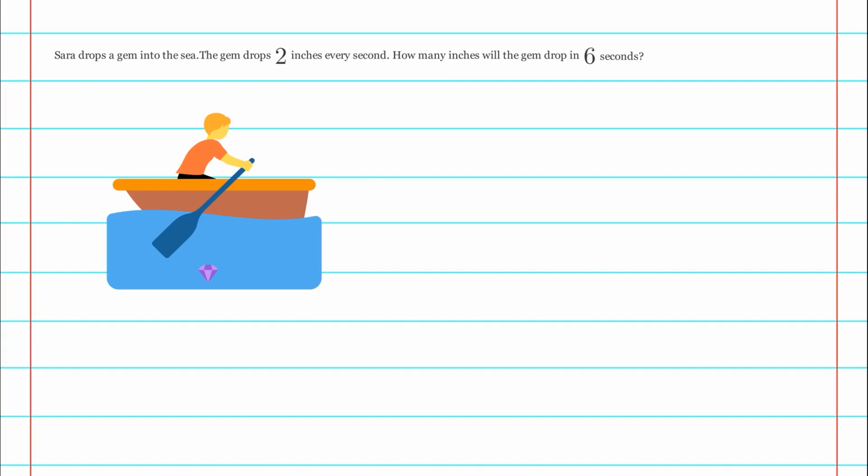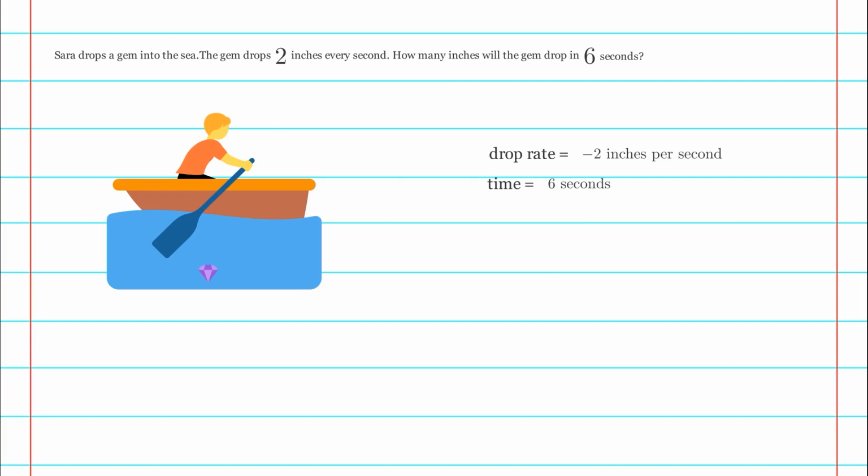So as per the problem, the gem drops 2 inches every second. So if we consider the downward direction as negative, we can represent the drop rate as negative 2 inches per second. Let's break it down to mathematical expressions. Rate of drop would be negative 2 inches per second, and negative again because the direction of a drop is negative. Then we have time, which is 6 seconds. Time will be positive because it is a quantity.